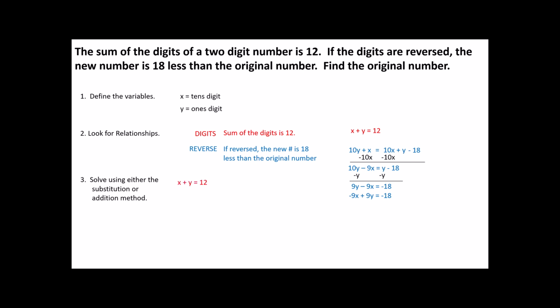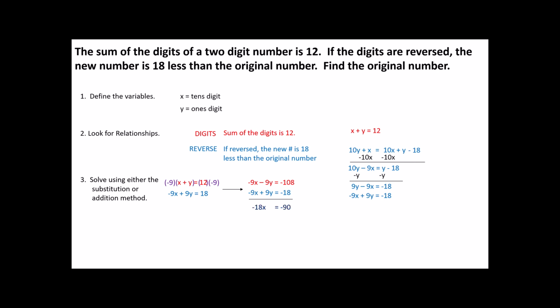That means my system is x plus y is 12, and negative 9x plus 9y equals 18. Just like before, since they're both in standard form, I am going to multiply through the first one. That's going to give me negative 9x minus 9y equals negative 108. The second equation stays the same.